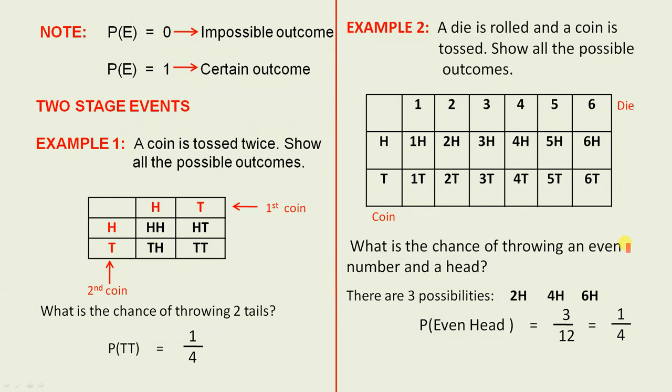The question is, what is the chance of throwing an even number and a head? So here there are three possibilities, 2H, 4H and 6H. So even number and head. So that's 3 out of 12 and that's a quarter.